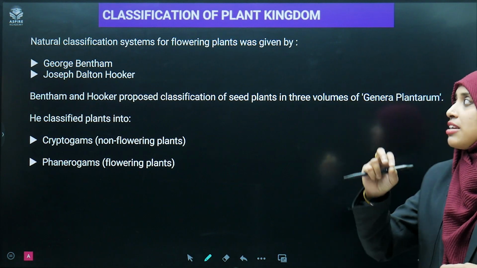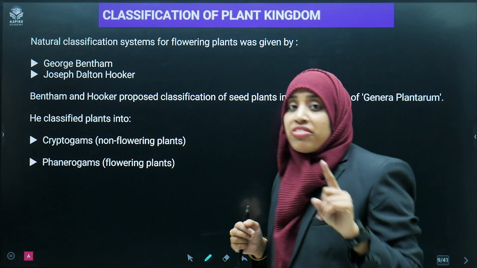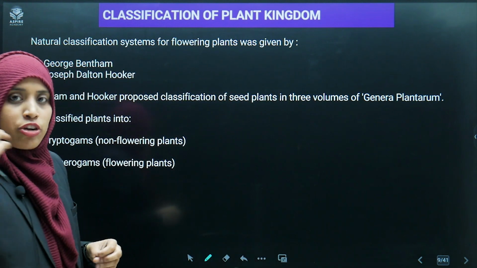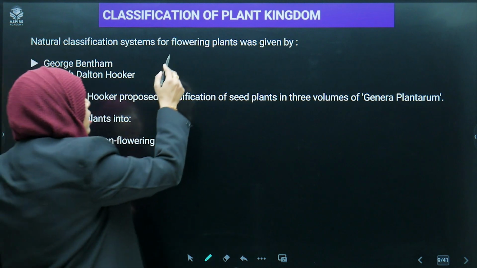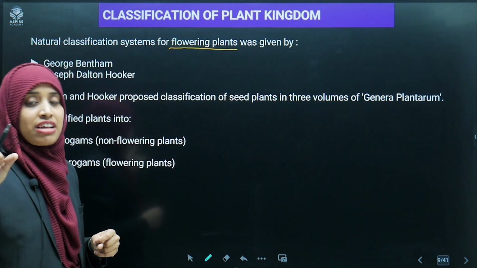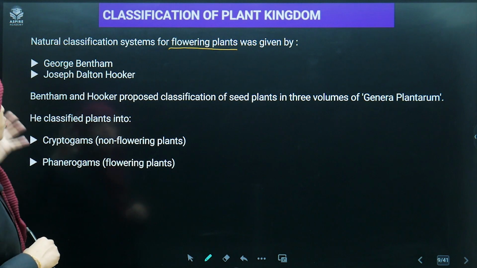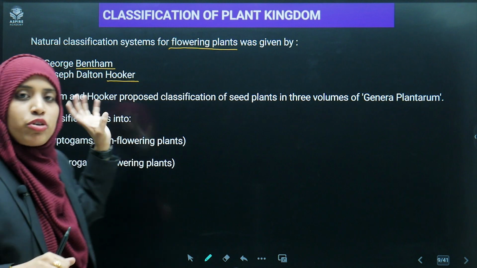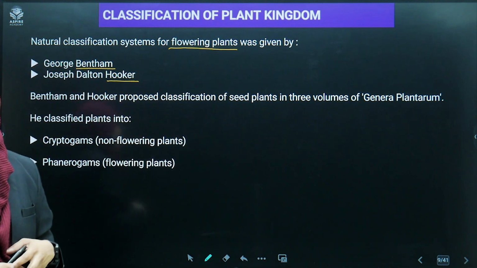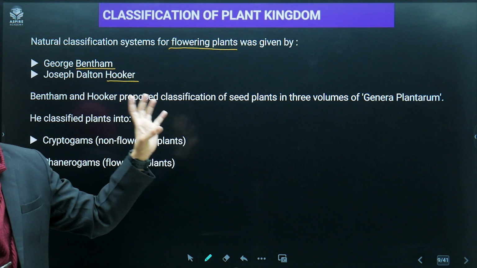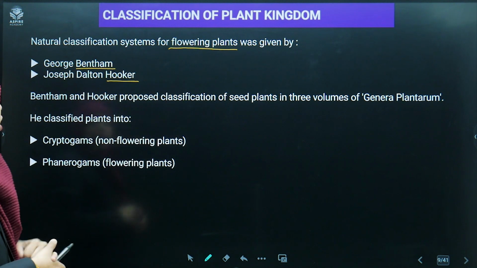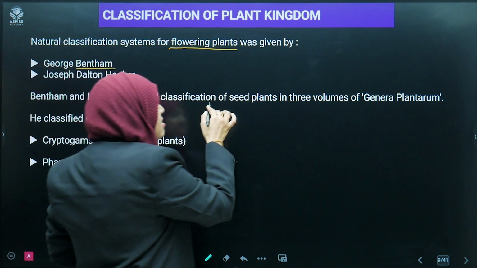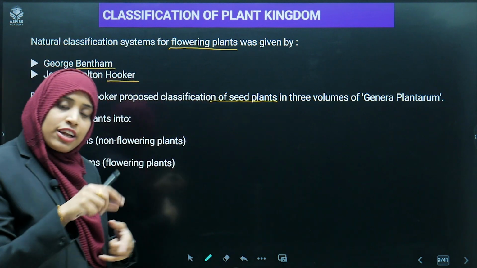So this natural system of classification of flowering plant, ठीक है, तो पूरे जो हम लोग plants kingdom का division हमने देखा, outline of the classification, उसमें जो flowering plant का classification, the natural classification was given by the two scientists, that is Bentham and Hooker, George Bentham and Joseph Dalton Hooker. They have proposed the natural classification system of the flowering plant. Now, Bentham and Hooker, they have proposed the classification of the seed plant. ठीक है, जिसके seed होते हैं.